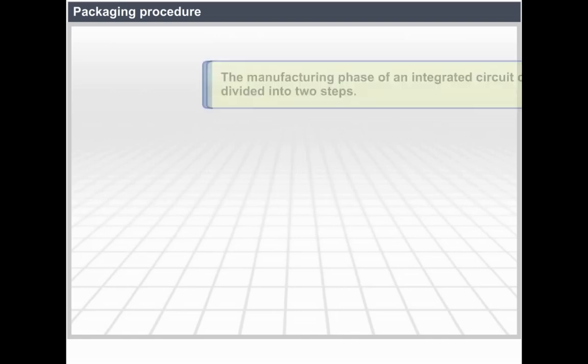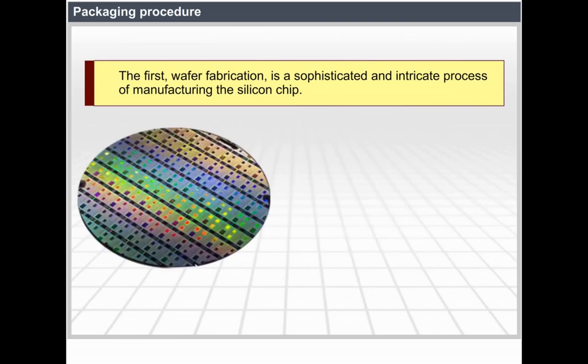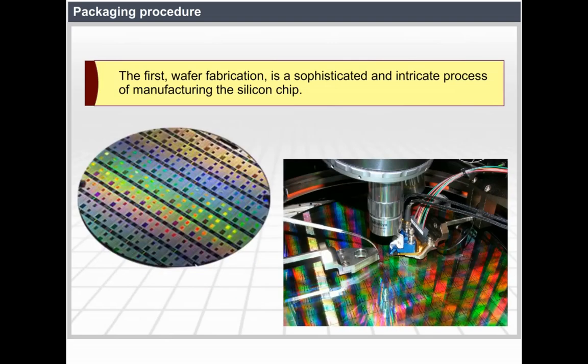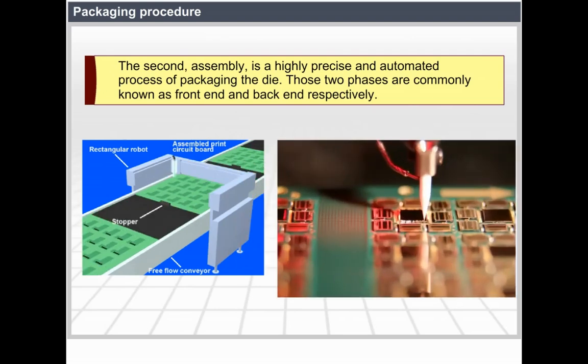Packaging procedure. The manufacturing phase of an integrated circuit can be divided into two steps. The first, wafer fabrication, which is a sophisticated and intricate process of manufacturing the silicon chip. The second, assembly, which is a highly precise and automated process of packaging the die. These two phases are commonly known as front end and back end respectively.